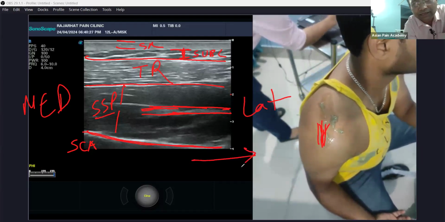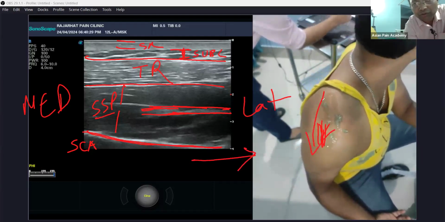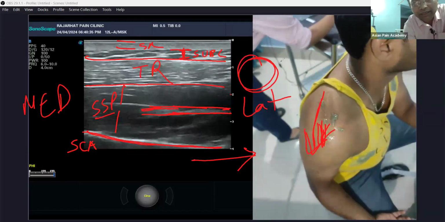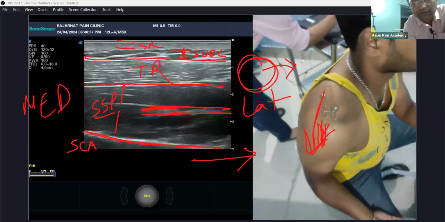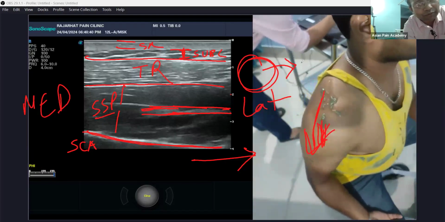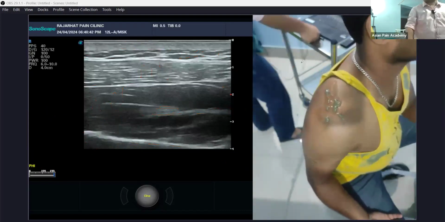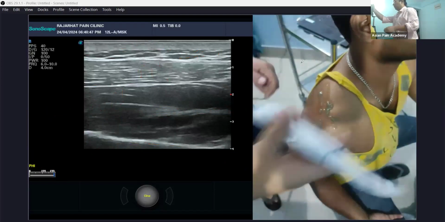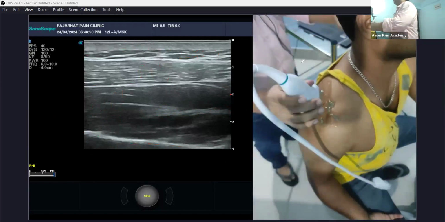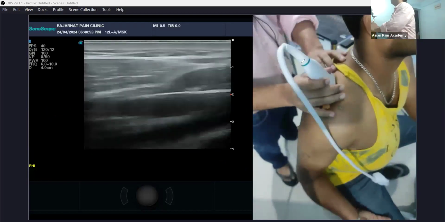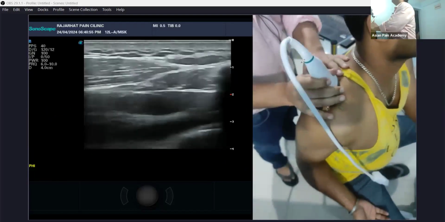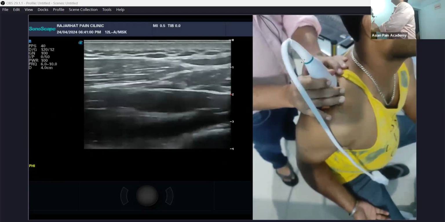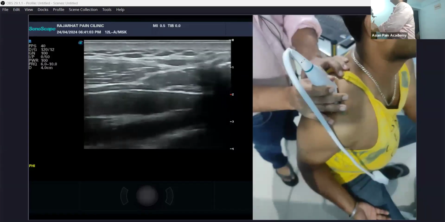So if I go more laterally, I am coming this way. So what will I find? I will find a bone here. That bone is the acromion, and then if I go more laterally, I will find the tendon of supraspinatus. So with this concept, I am starting. So again, you see trapezius, and then this is the supraspinatus, and this is the central tendon. Okay, this is the central tendon.